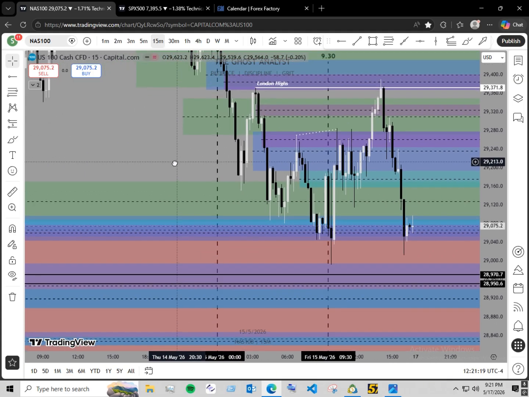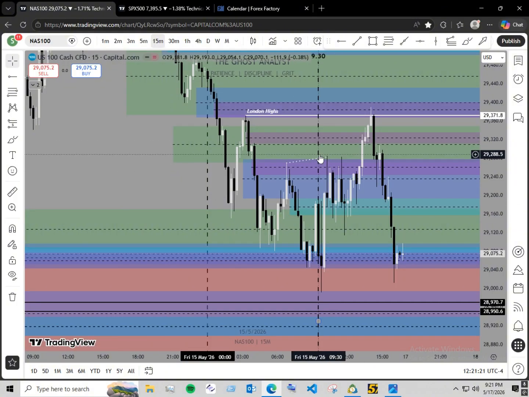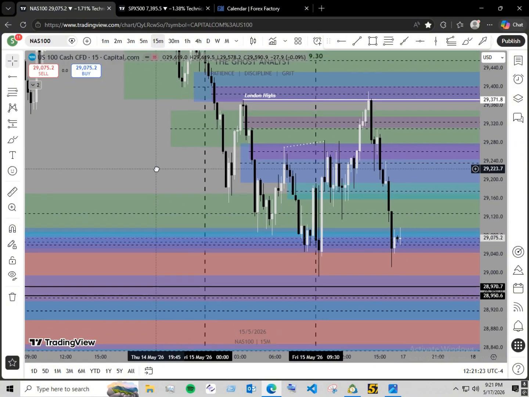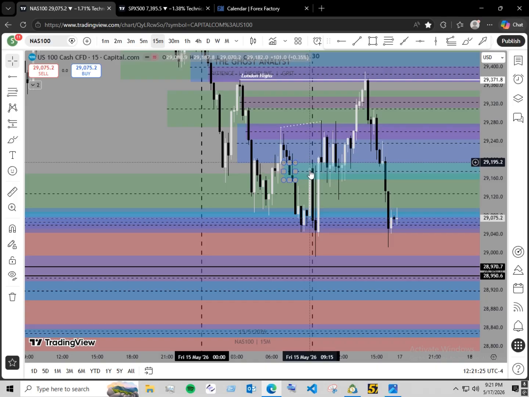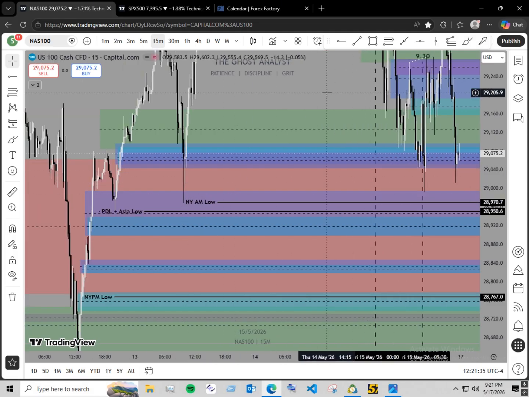So what I was expecting at market open, this is the market open, this vertical line right here, 9:30 open. I was expecting the market to go a bit higher, manipulate into one of these 30-minute, 1-hour or 15-minute gaps, and then show displacement towards the downside. So I can target this New York AM low.